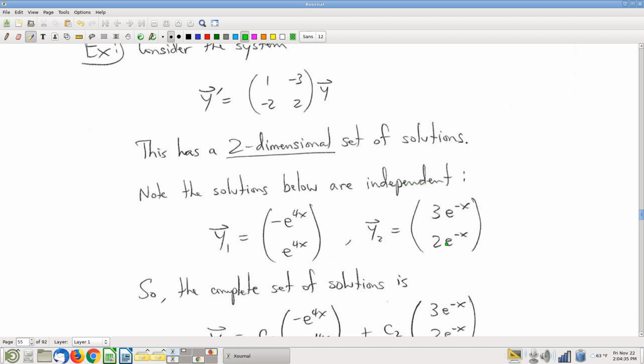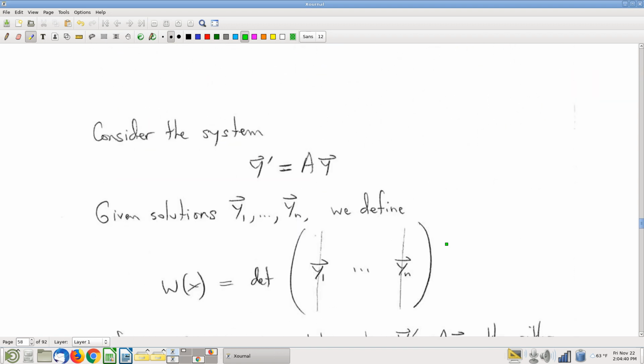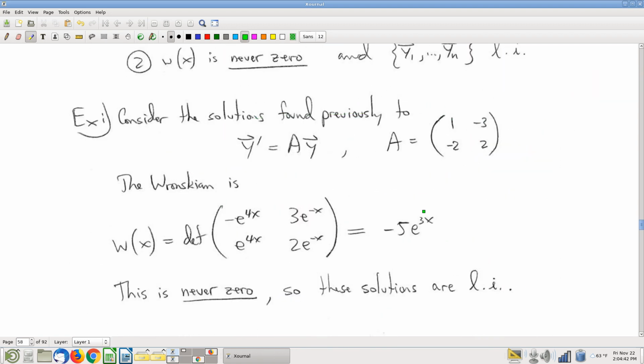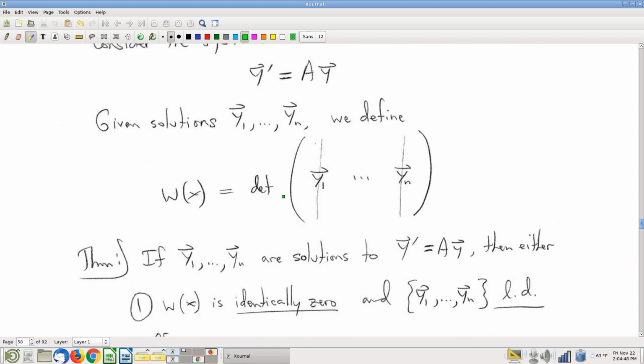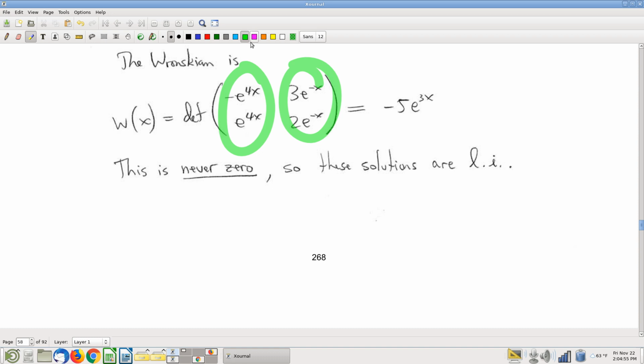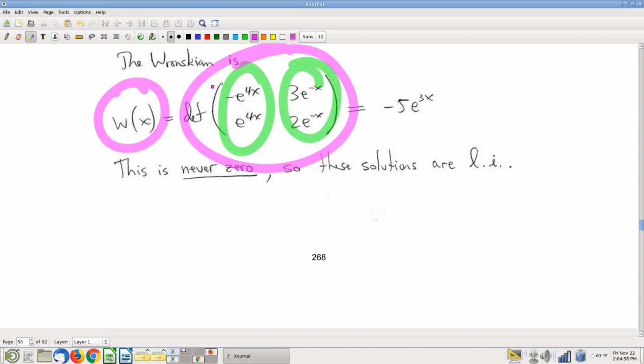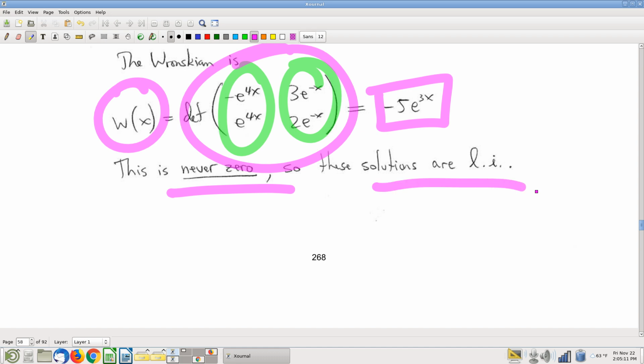But let's suppose we hadn't gotten that lucky. Let's suppose it wasn't immediately obvious. This test does it for us. There's the first solution. There's the second solution. Notice, as per this formula here, you just take your solutions and make them columns. Punch up that Wronskian. The Wronskian is the determinant of that matrix, and notice, as promised, it's not sometimes 0 and sometimes not 0. In this case, this function is never 0, and so the solutions are independent.